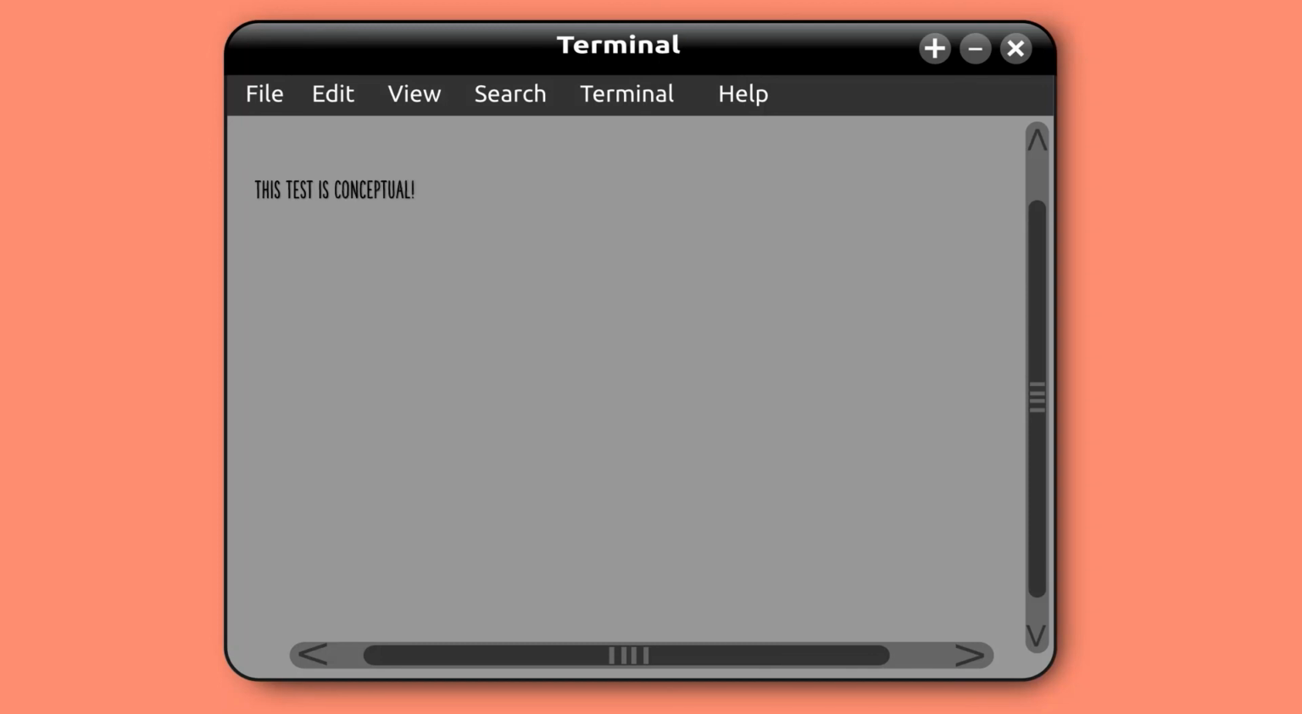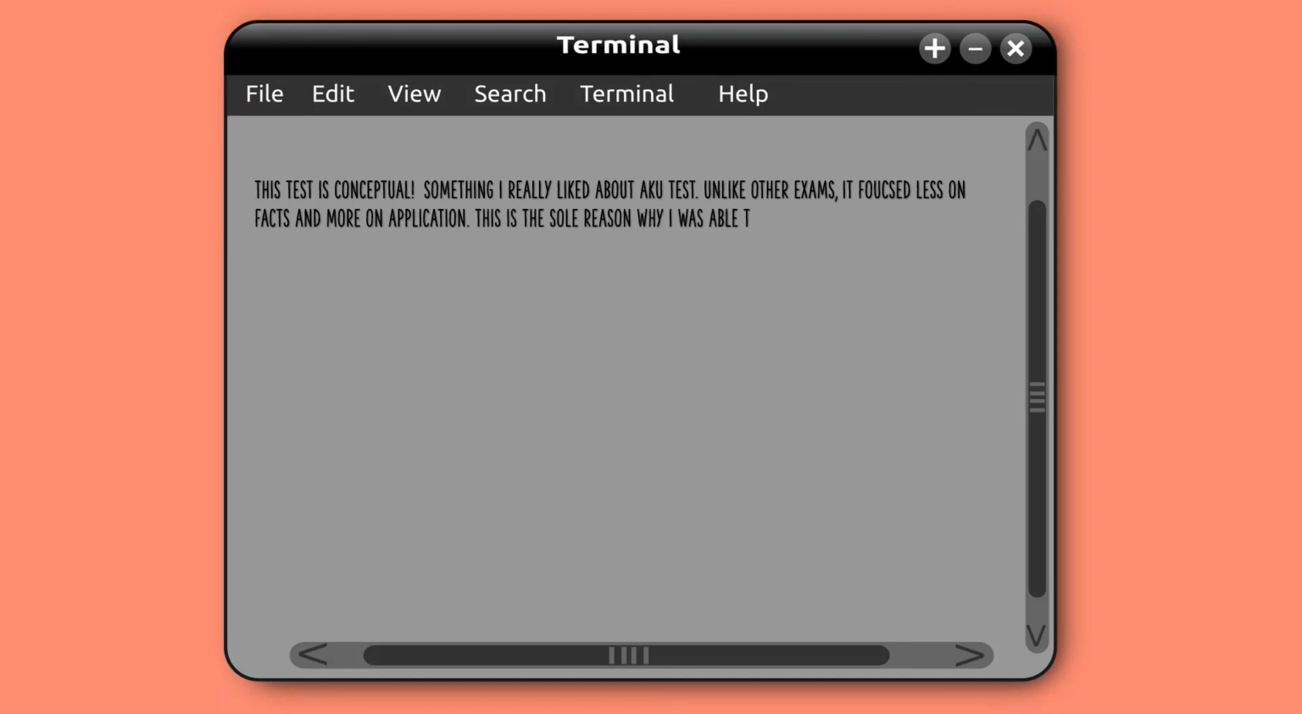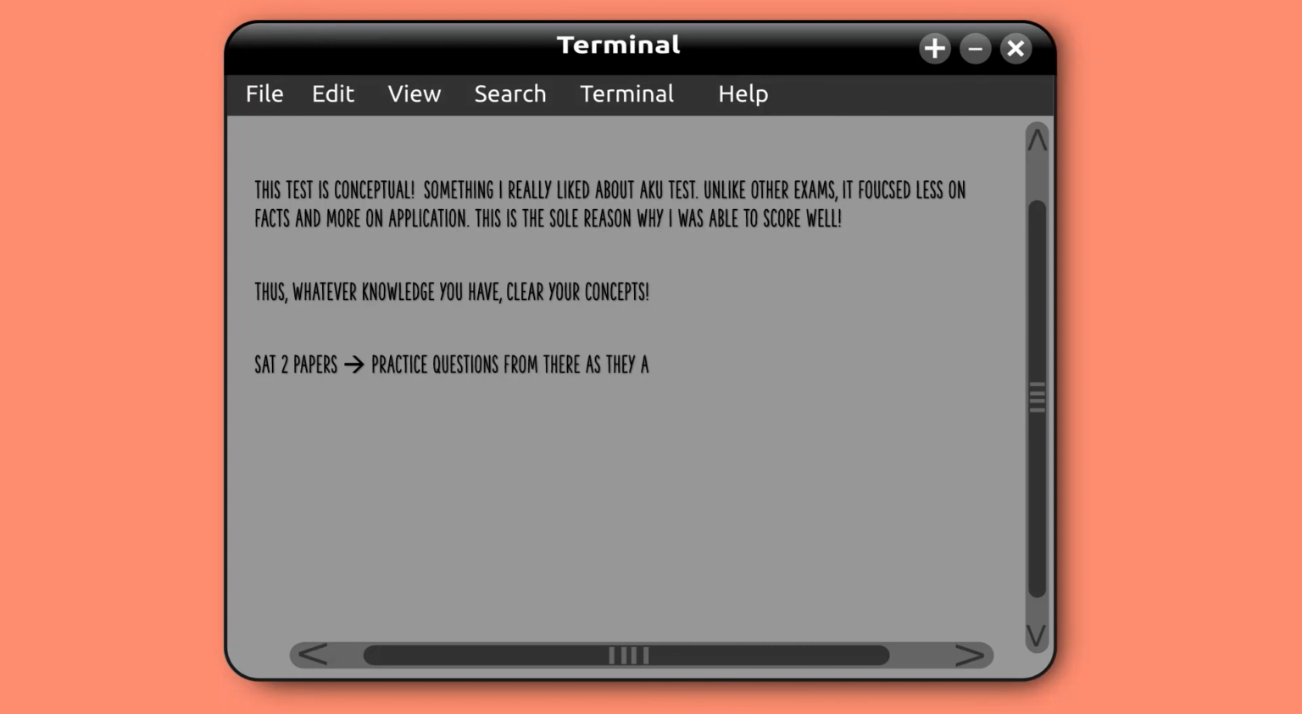Now, the best thing about the AKU entry test is that it is conceptual. That is, unlike any other exams, it is focused less on facts and more on application. And I do believe that this is the sole reason why I was able to score well. This means that it does not really matter how vast or how limited your current knowledge is. What matters is how clear your concepts are with whatever knowledge you have.